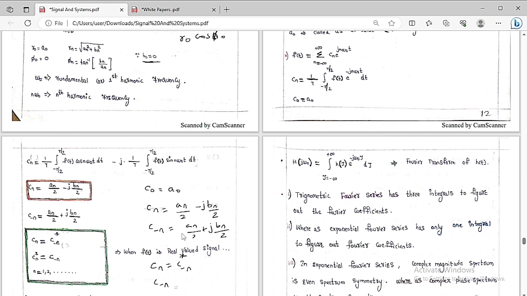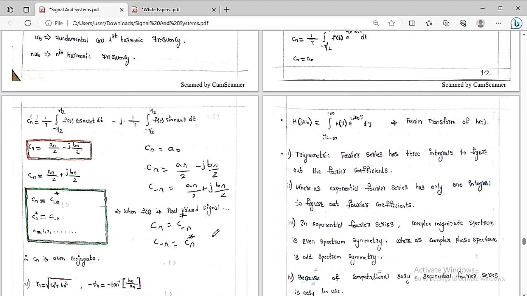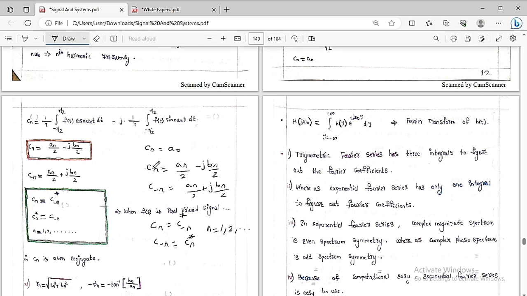Similarly, C minus n is equal to Cn conjugate. So we can say one is the conjugate of the other. So the n value is varying from 1 to infinity. If you substitute here n equal to 1 to infinity, we are going to get C1, C2, C3. If you substitute here n is equal to 1, 2 and goes on, we get C minus 1, C minus 2, C minus 3 like that.